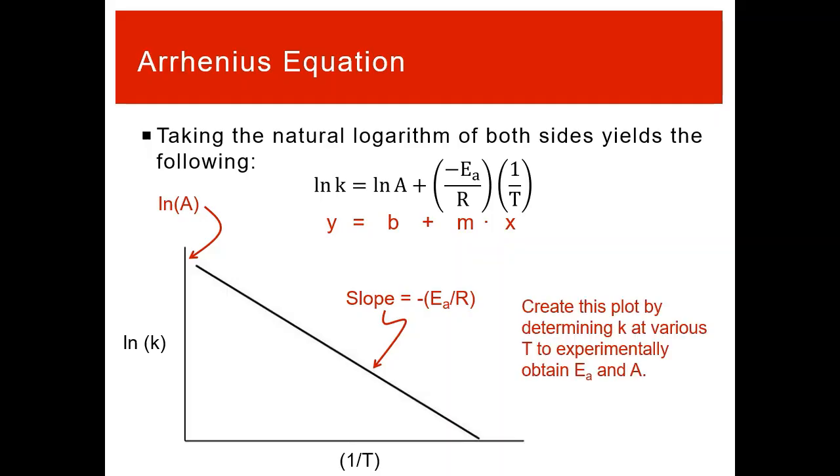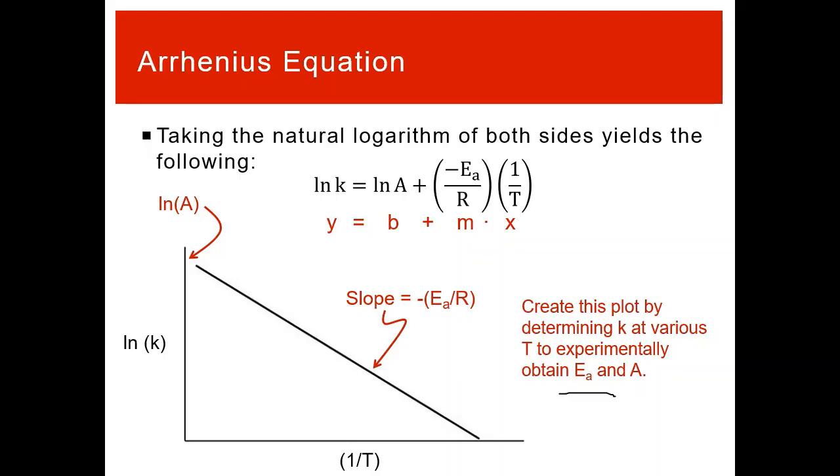And so what you can do is create this plot by determining the rate constant k at multiple temperatures. You take the natural log of the rate constant k, you take the inverse of the temperature, you plot them out, fit a line, and this is experimentally how most activation energies are obtained. It's harder to get A out of this, it's easier to get the slope. The A is a little more testy, but you can get slopes like this and figure out activation energies.